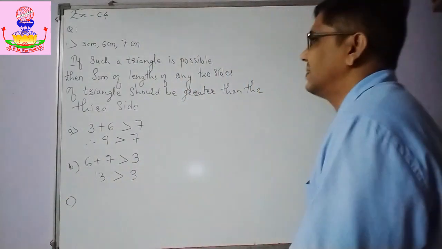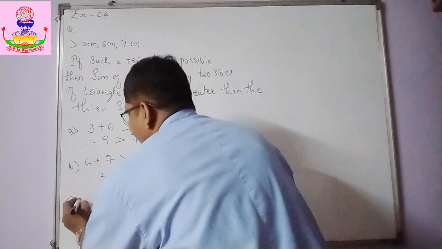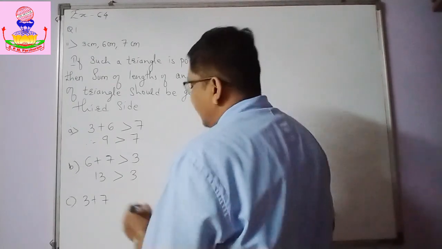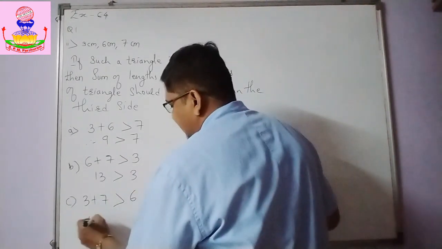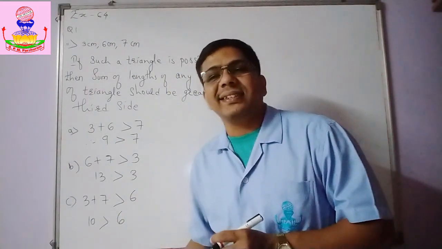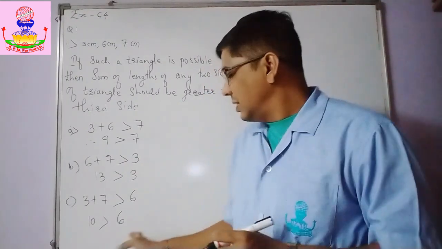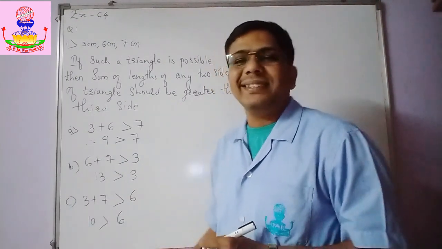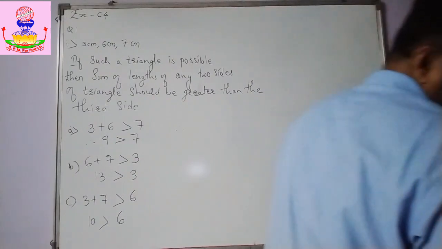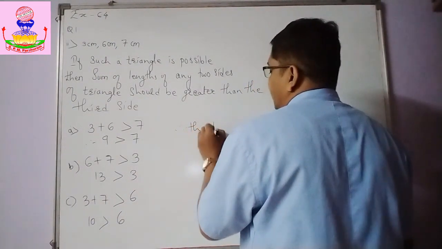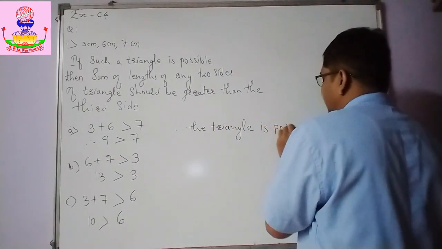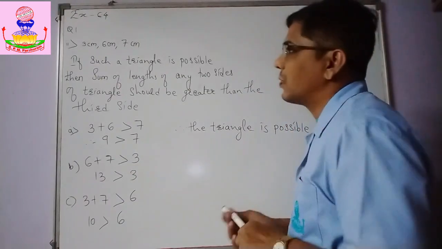And see the C part. 7 plus 3 or 3 plus 7. Is it greater than 6? Yes. 10 is greater than 6. So here the sum of lengths is greater than the third side. The sum of two sides of the triangle is always greater than the length of the third side. Hence, therefore the triangle is possible. Do you get it? Okay.